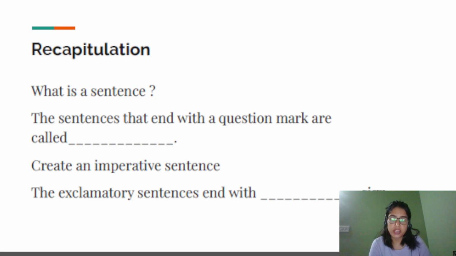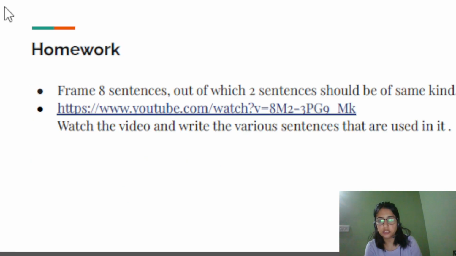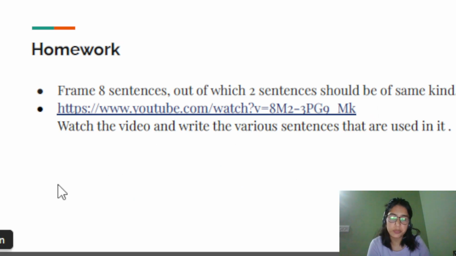So yes, very good, you are right. That is the sign of exclamation that is made at the end of an exclamatory sentence. So very good, we'll be discussing the homework. You have this link, you'll follow this link. I'll be pasting this link in the description box as well. So you will frame 8 sentences, out of which 2 sentences should be of the same kind. And you'll follow this link, watch the video and write the various sentences that are used in it.